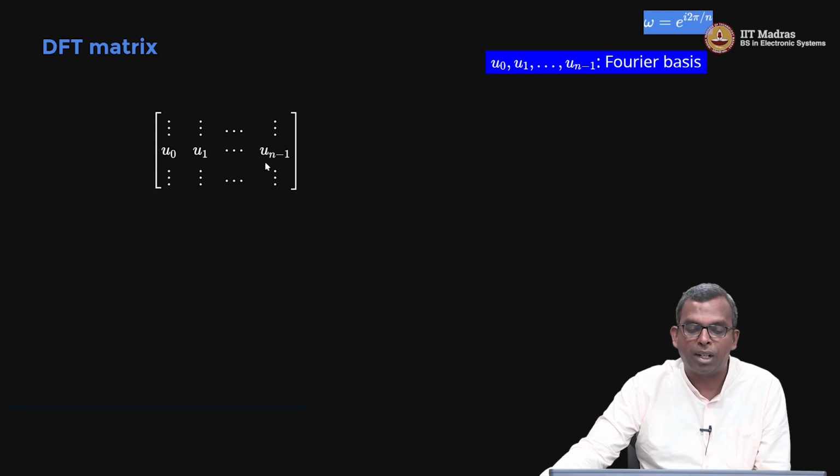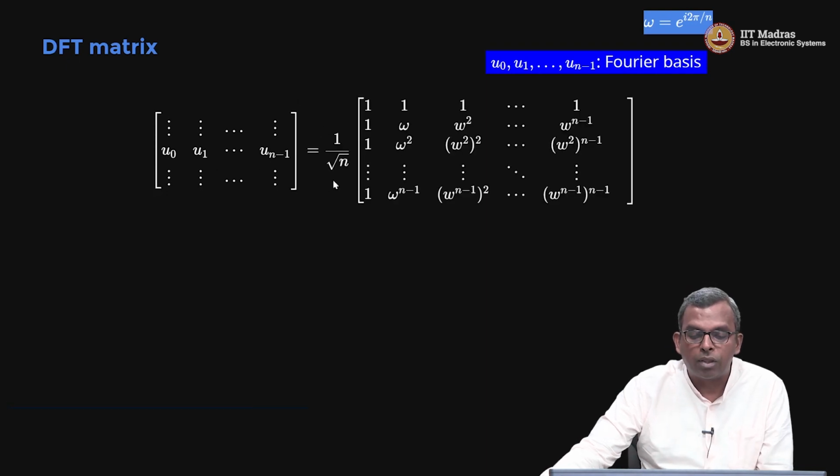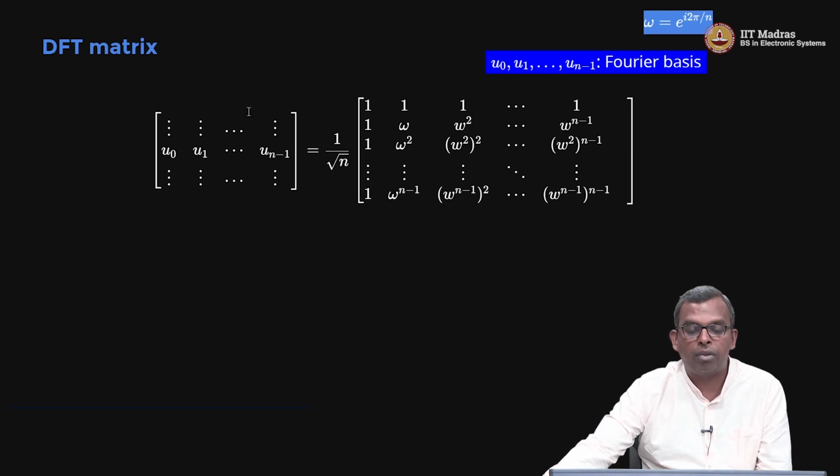Let's write each vector out in full detail. The first vector is all ones. The second column, which is u1, is 1, omega, omega squared, up to omega power n minus 1. The third column is u2, and that is 1, omega squared, omega squared squared, and so on till omega power n minus 1 squared. The last column is u(n-1), and that is 1, omega power n minus 1, omega squared power n minus 1, and so on till omega power n minus 1 into n minus 1. So that's one matrix for you. This is the matrix where every Fourier basis vector went into a column.